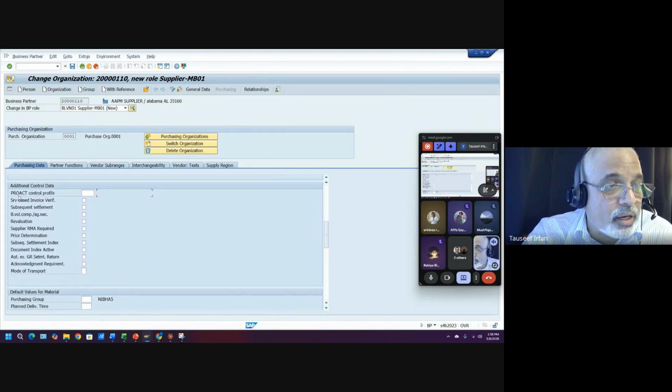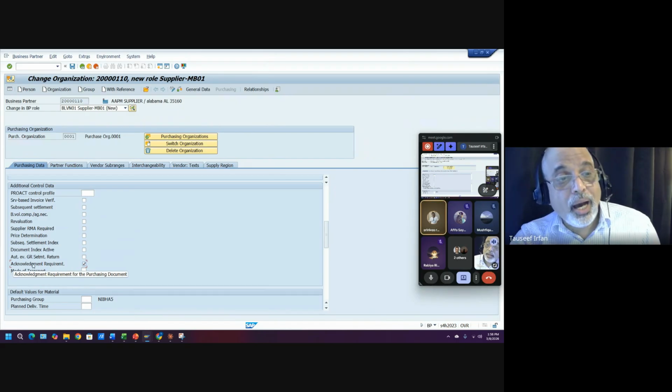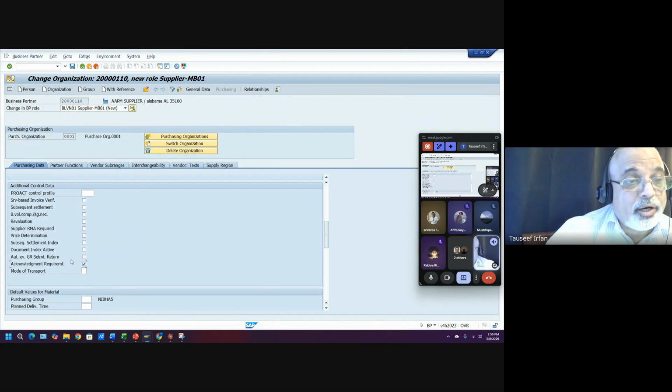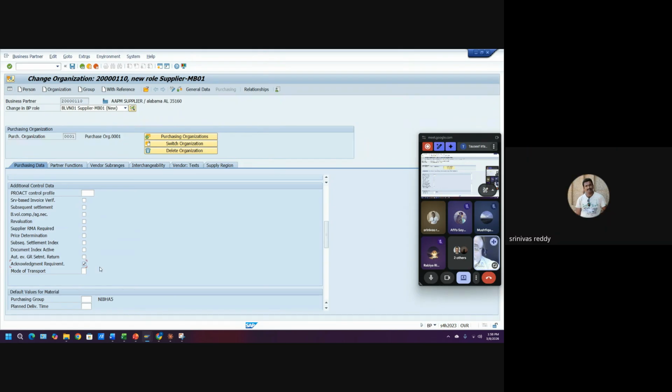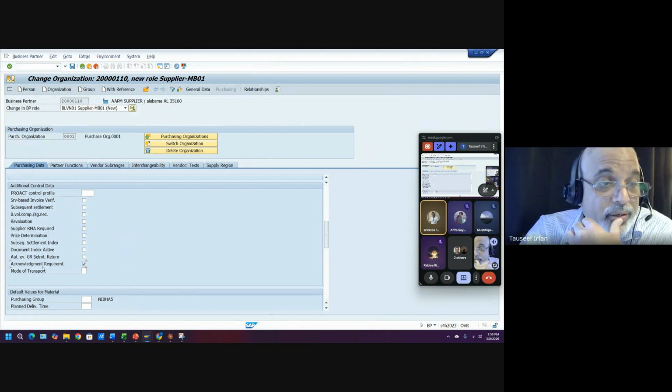See how many things here: ProAct, control profile, service-based invoice verification, subsequent settlement. You need to learn all these things. There's no way you can skip them as not required. Acknowledgement required. Do you remember Srinivas? Acknowledgement required was also part of the material master. You remember that? Yes, sir. Now you know you can set acknowledgement required at the vendor level and also at the material level. Agree? That's very important to know.